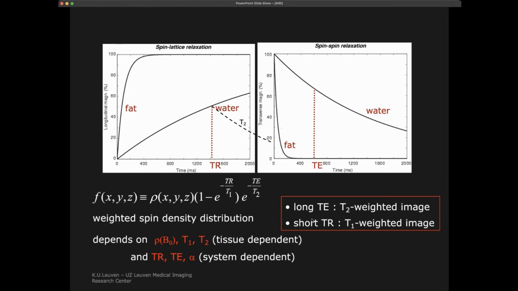If I'm working with a very long echo time, so I measure very, very late, then I'm measuring predominantly the difference in the T2. If I measure with short repetition times, I'm emphasizing the effect of the T1. Because if I wait very, very long before flipping again, then of course all of them have recovered. If I have a very short repetition time, we don't see water anymore, but we will see fat. So this way, we can discriminate water-based tissues and fat-based tissues predominantly.